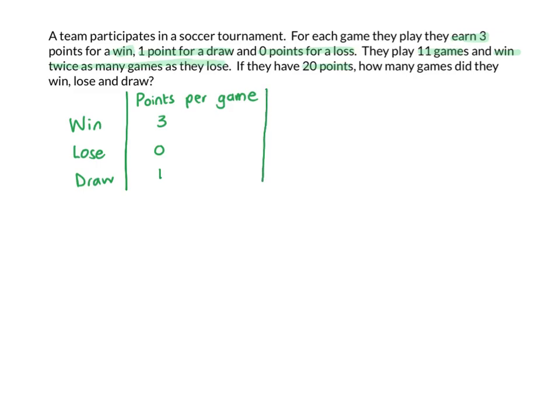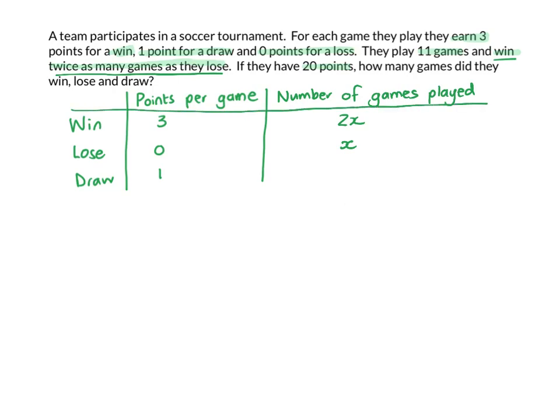Also, I don't actually know how many games they win or lose, but I know they win twice as many as they lose. So let's say number of games played. Let's say if they lose x, then they win 2x. Now I could have made win x, and that means lose would be a half x. It just means I introduce a fraction, which you can work with, but I've decided not to work with fractions today.